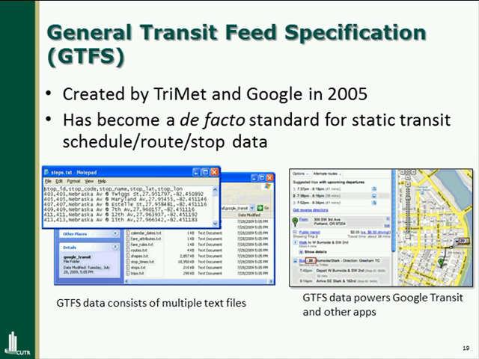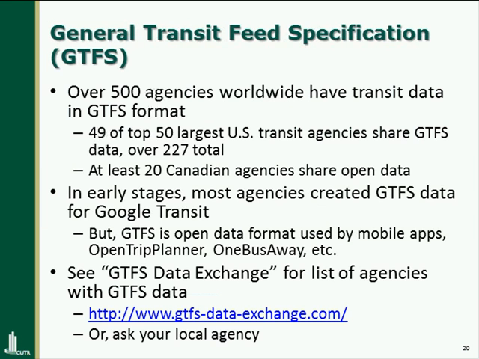On the left, you see an example screenshot of a sample GTFS data set showing the stop locations. The GTFS data set consists of multiple text files that are formatted similarly to this. GTFS is currently used by over 500 transit agencies worldwide to represent their static schedule service. That includes 49 of the top 50 largest U.S. transit agencies sharing their GTFS data publicly, and over 227 total in the United States. We're also aware of at least 20 Canadian transit agencies that are sharing open data as well.